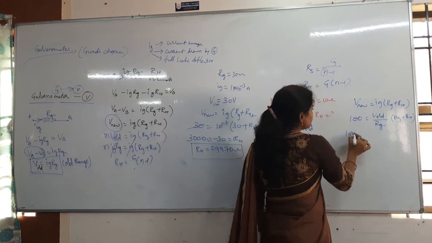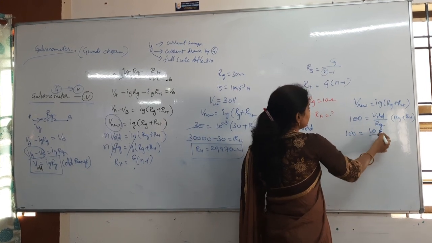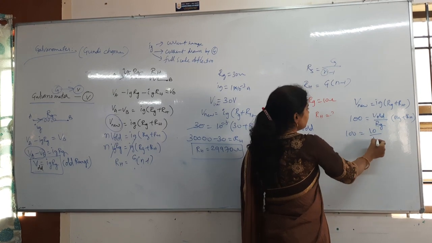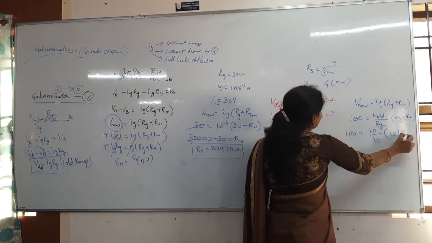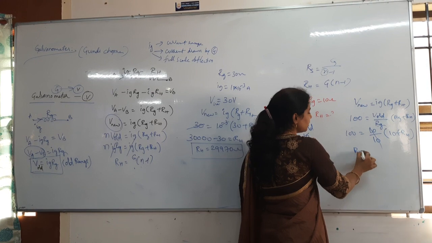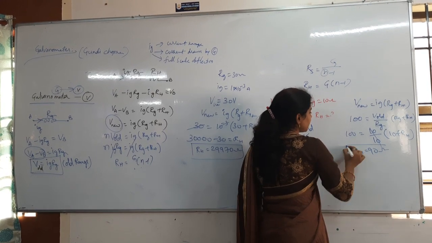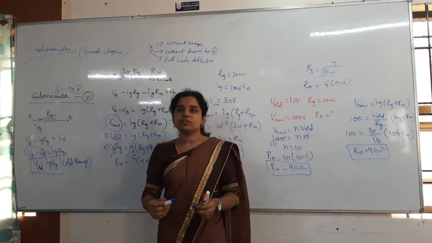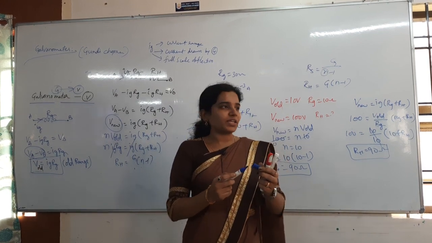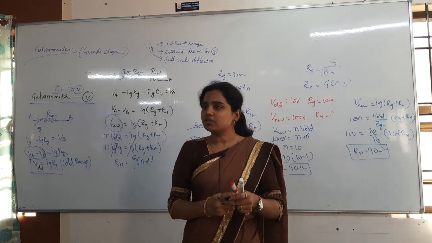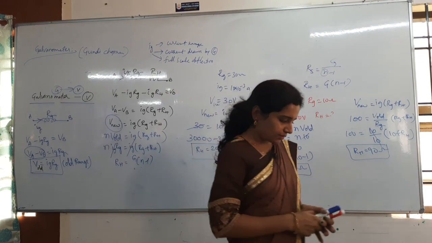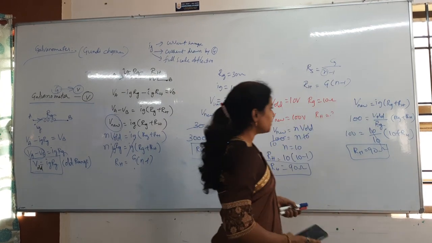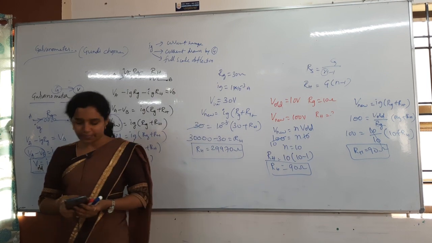Then here 100 is equal to V volt, which is how much? 10, divided by RG, which is how much? 10. And then this is 10 plus RH. Again the same answer only. RH is equal to how much? 90 ohms. Clear? How many of you got that correctly? Very good. Remaining people, you still have to do it. Try for that. Two methods, you can get the answer in any way.